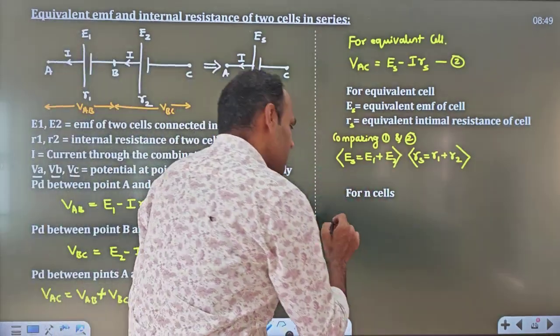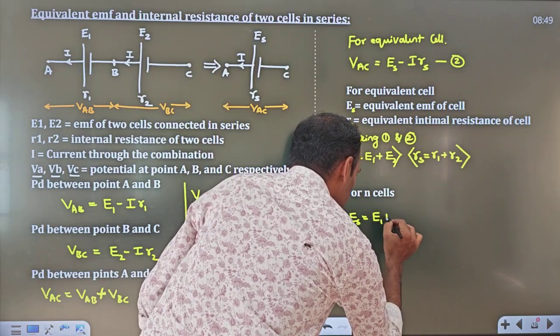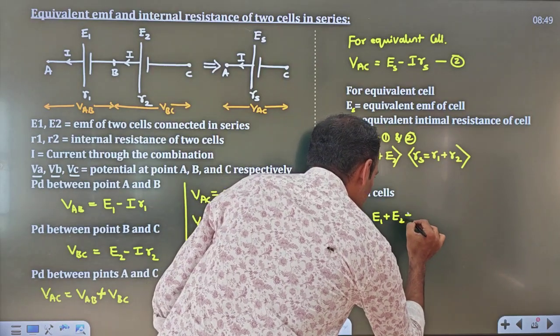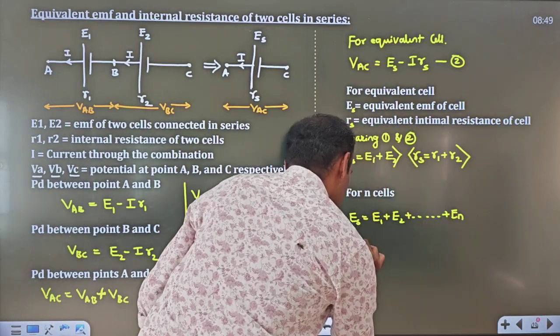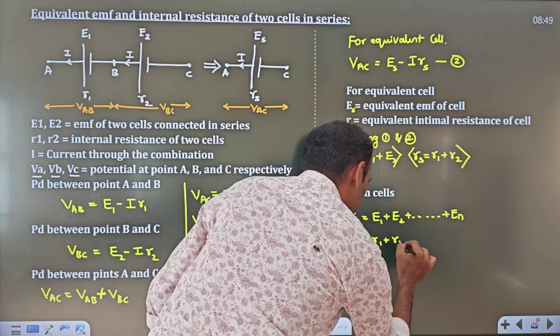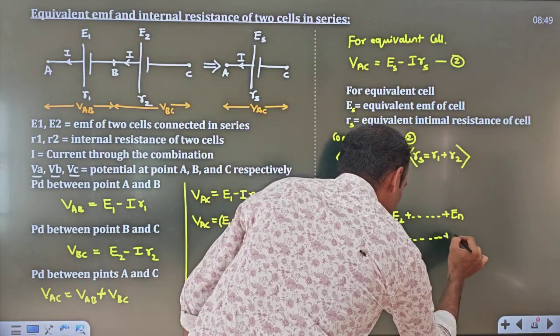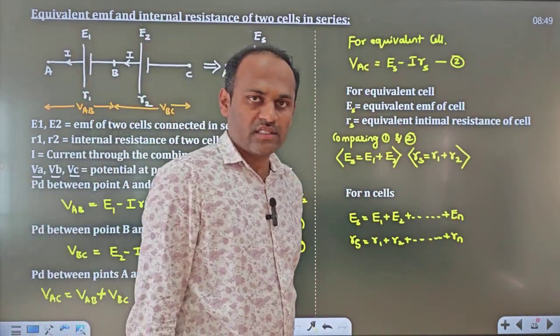Next, for n cells, the same equation will be like this. ES is equal to E1 plus E2 plus so on En, correct? And RS is equal to R1 plus R2 plus so on Rn, right? This is for n cells connected in series, correct?